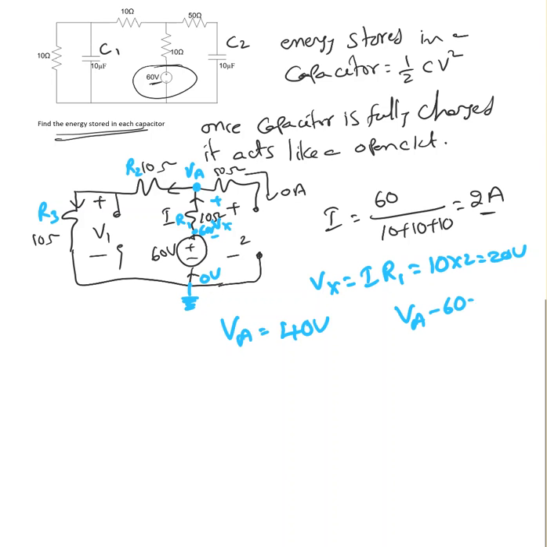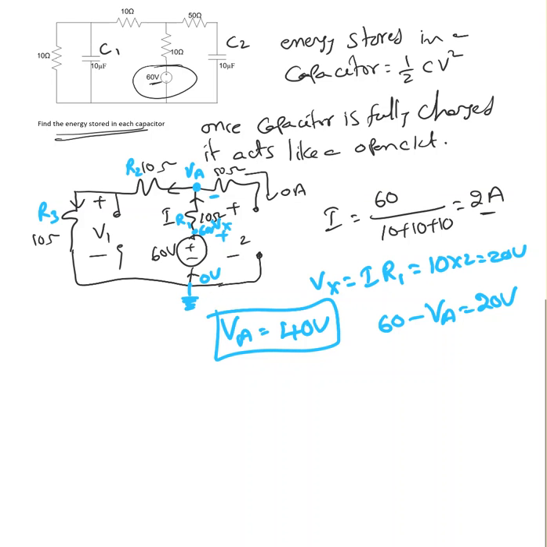I'm sorry, I mean 60 minus VA, and I labeled them wrong. Basically this is positive and that's negative, because that's a voltage drop. So 60 minus VA equals 20 volts. Based on this, VA equals 40 volt.